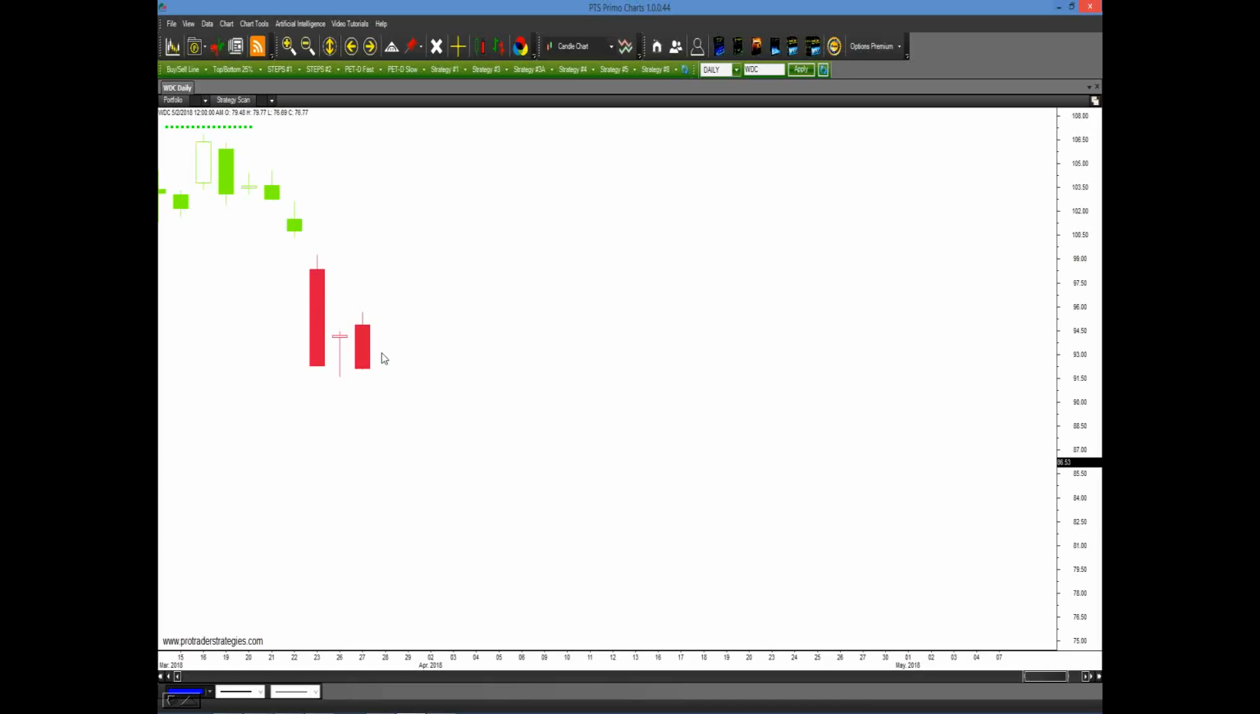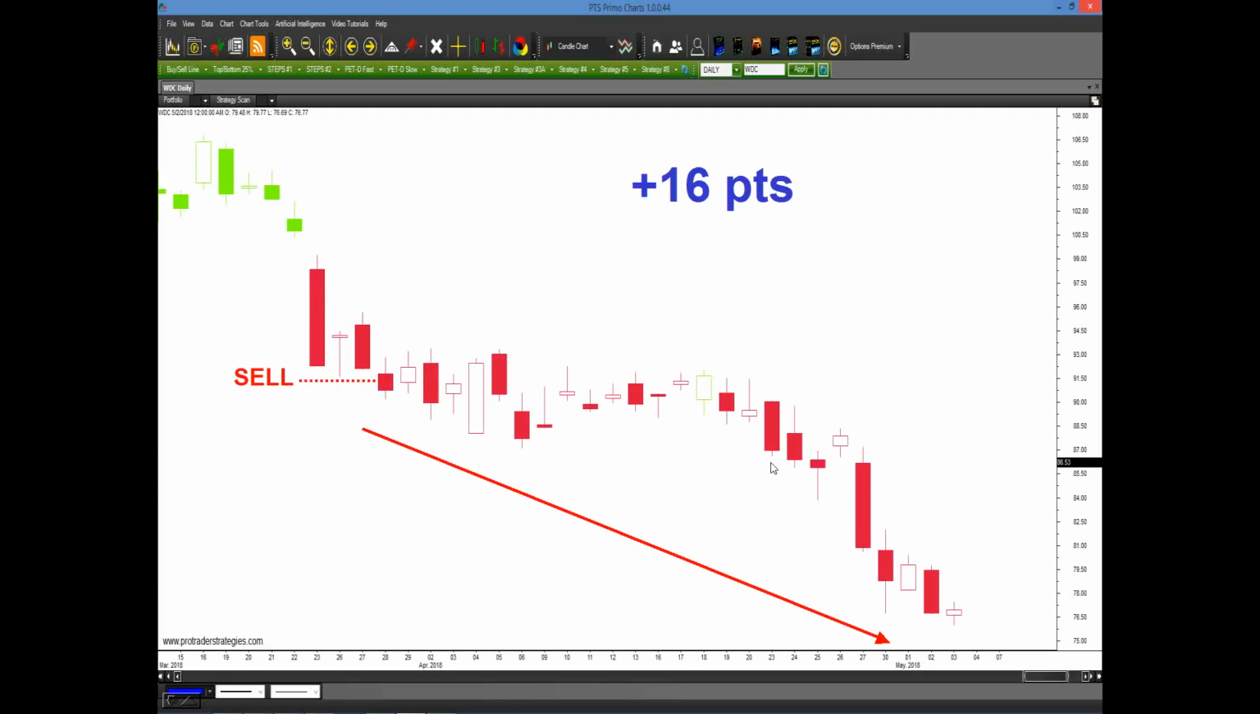And now that we have 3 red bars, let's see if we can go short. Well, yes, we have 1, 2, 3. That's a 3-bar pivot low. So we can go short provided the next bars remain red and we trade below this level. Well, the next bar did. So now you're in short 16 points in the next month. See how simple this is when you just learn how to listen to the market?